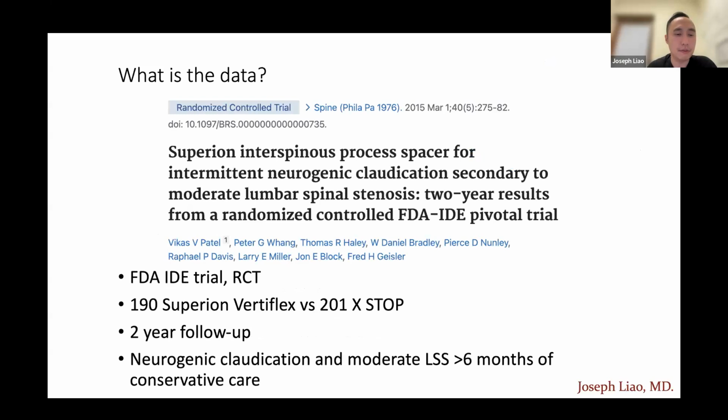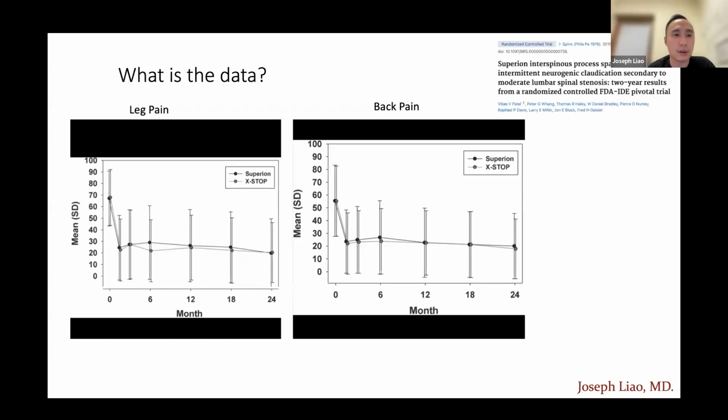Here's another FDA IDE trial with a randomized controlled setup comparing Vertiflex and X-Stop. It's a pretty well-powered study, with about 200 patients on each side and a 2-year follow-up. All of the patients had neurogenic claudication and moderate lumbar spinal stenosis, with at least 6 months of conservative care.